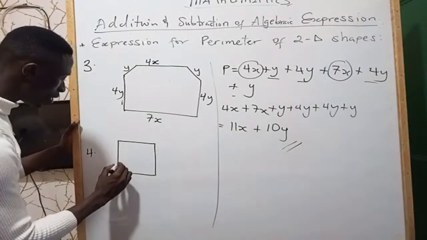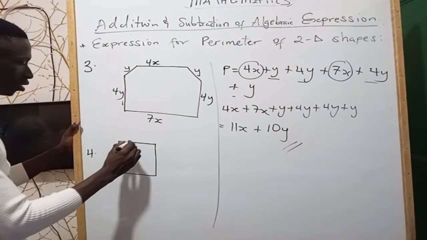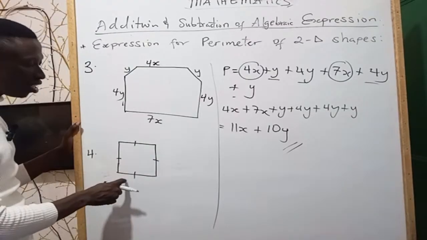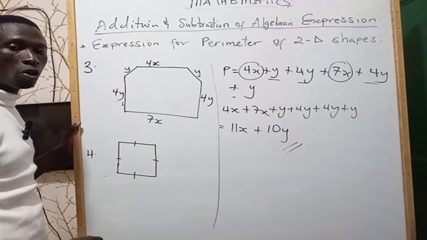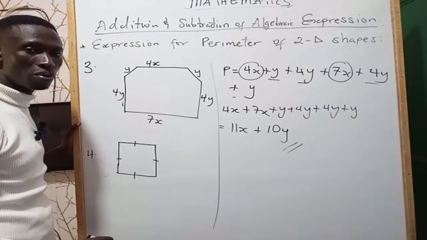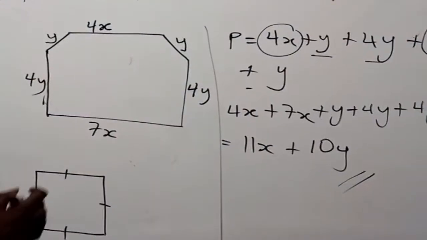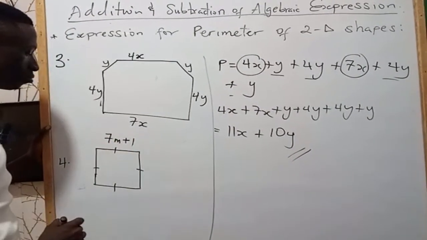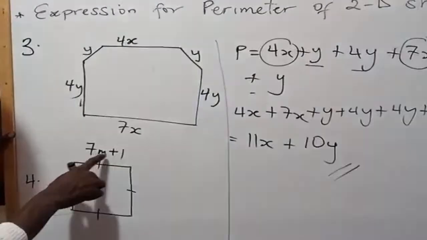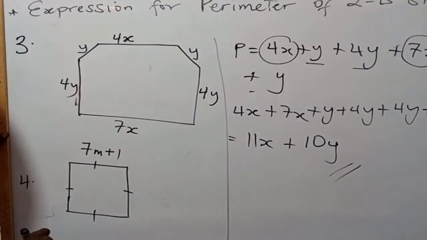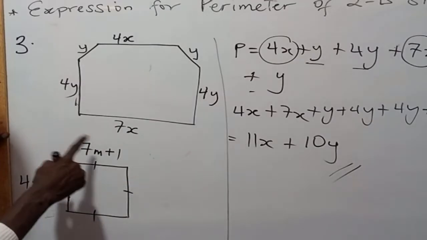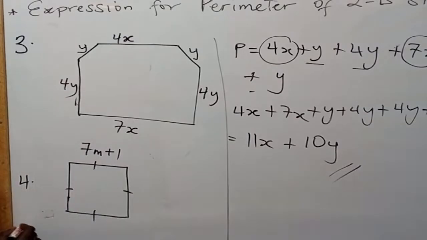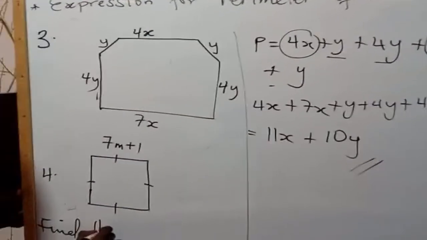Now let's pick activity 4. Let's find the perimeter of this square. This is a square. Now the symbols here are telling you that all the lengths, all sides are equal. So I have 7m plus 1. Let me help you to get all the dimensions so that you will move on. Now we know it's a square. So find the perimeter.